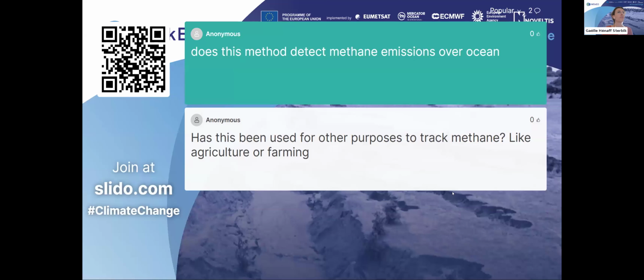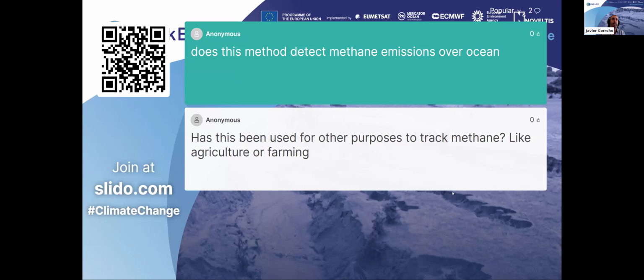And so does this method detect methane emissions over the ocean? Actually, I would say we were the first ones to do that with a satellite over the ocean. It was an oil rig in Mexico, which we found out with WorldView-3.